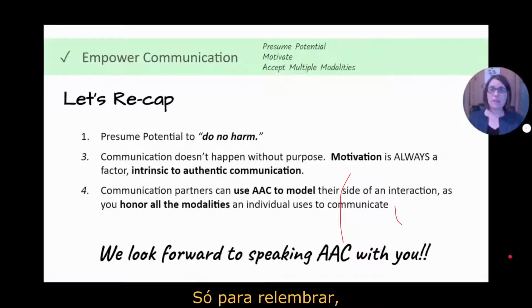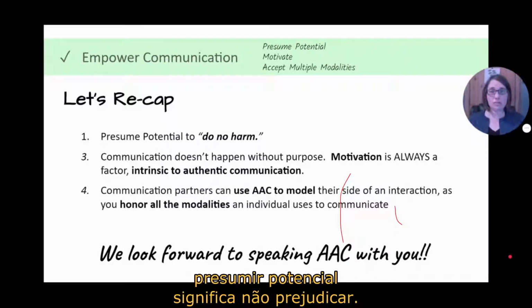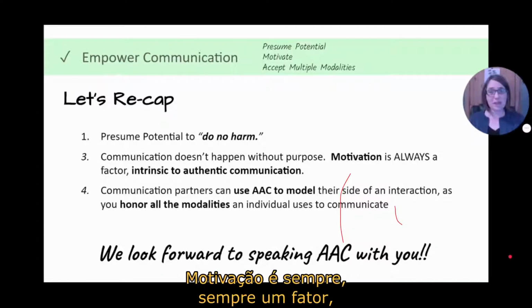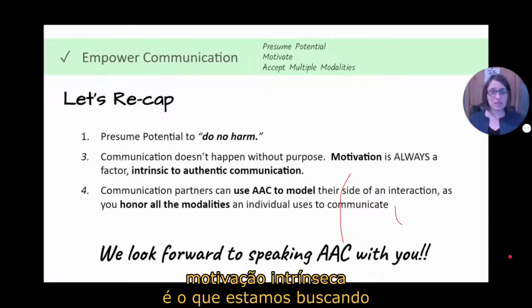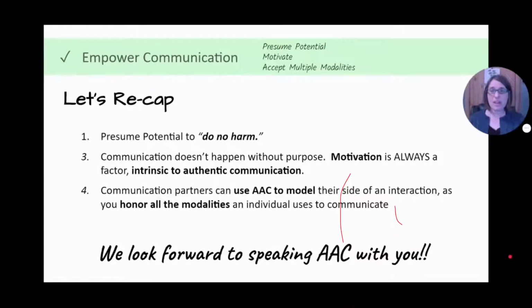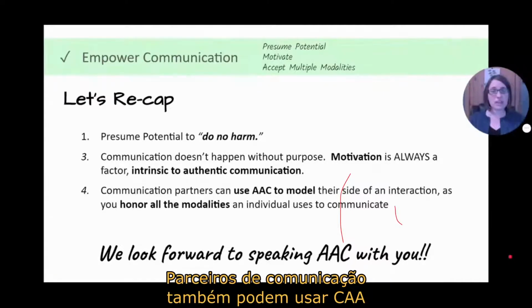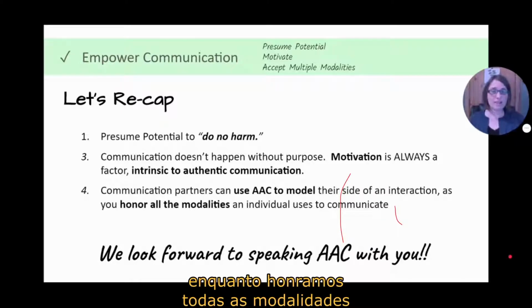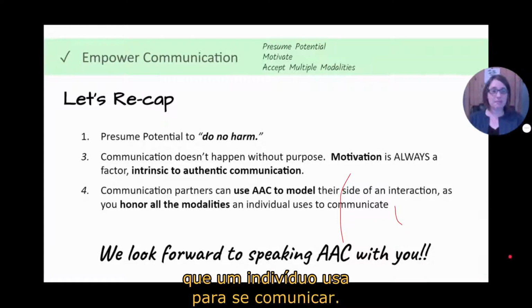So just to recap, presume potential means to do no harm. Communication doesn't happen without purpose. Motivation is always a factor, and intrinsic motivation is what we're looking for, really authentic and meaningful communication. Communication partners can also use AAC to model their side of the interaction as we honor all the modalities that an individual uses to communicate.